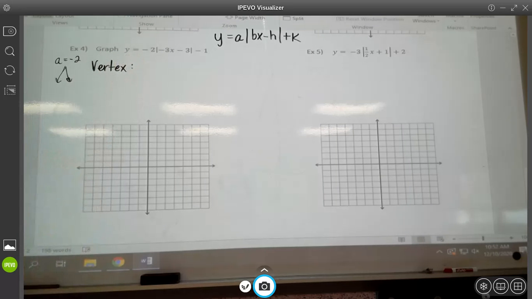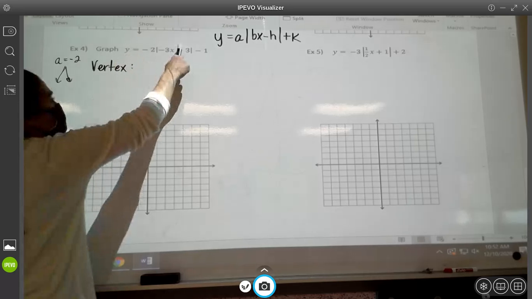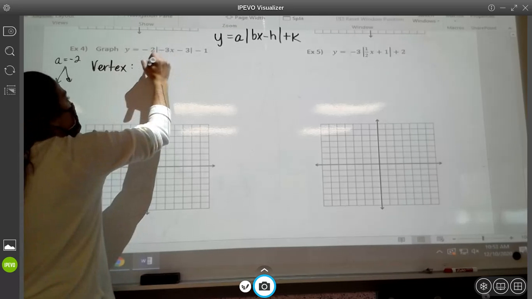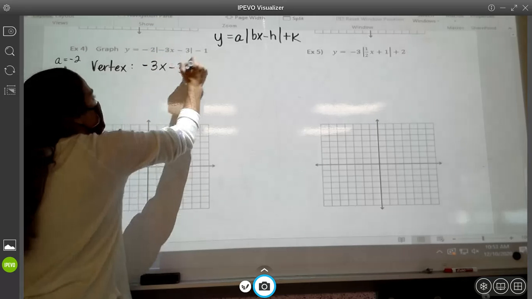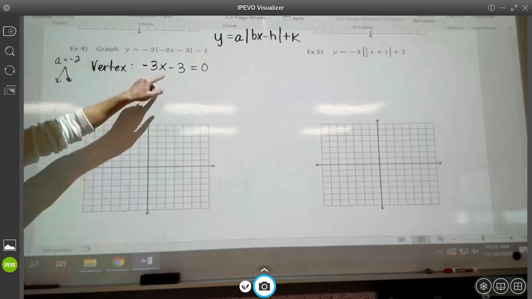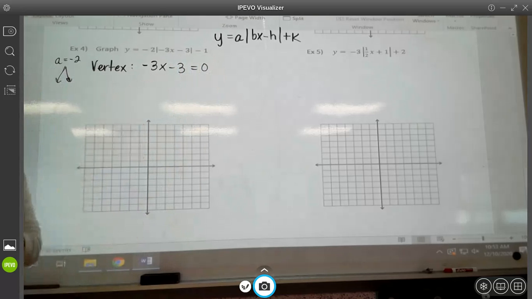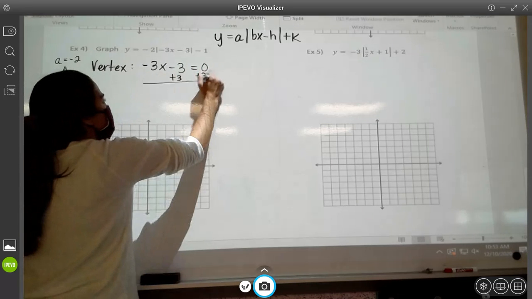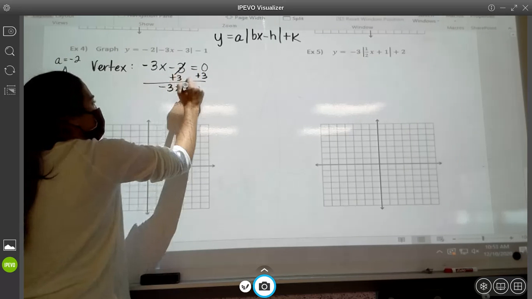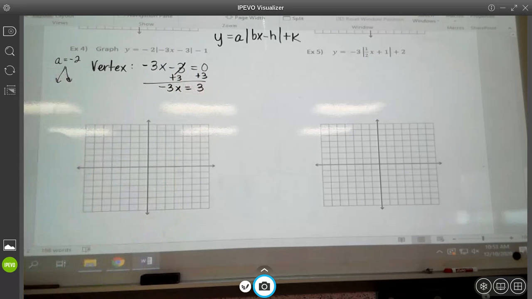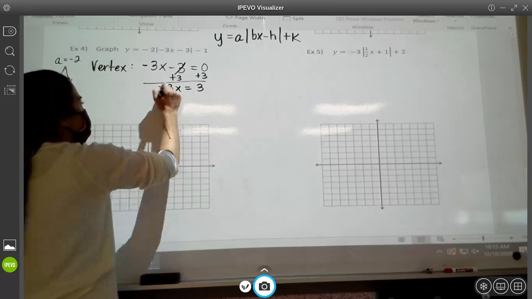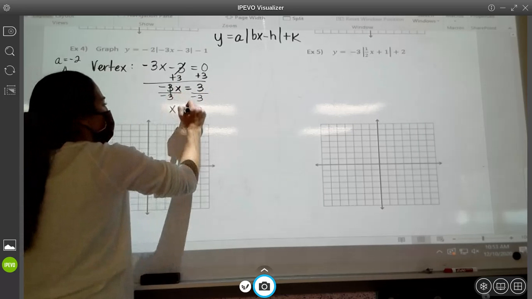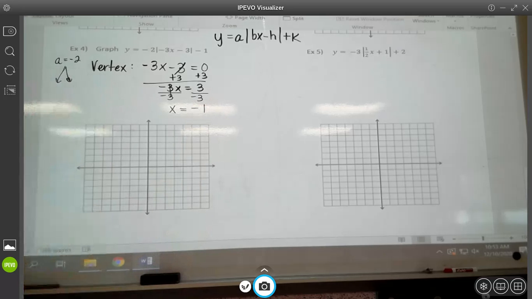Okay, to find the vertex yesterday, all we had to do was take the inside of the bars and set it equal to 0 and solve for x. So take the inside of the bars, set it equal to 0, and let's solve for what is the x coordinate of our vertex. So we're going to add 3. We're going to get -3x equals 3. We're going to divide both sides by 3. No, sorry, by -3. And we're going to find out that the x coordinate of our vertex is -1.